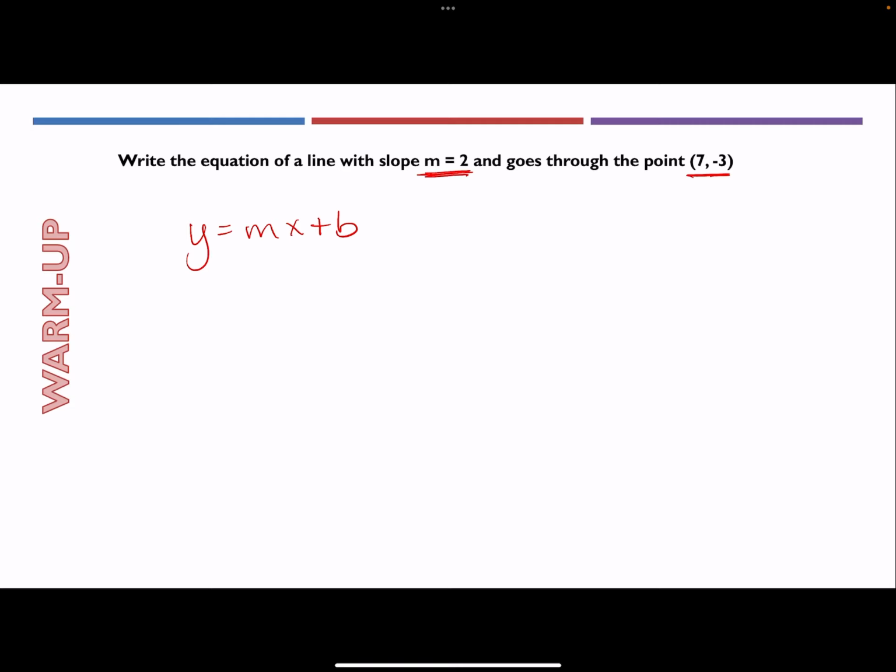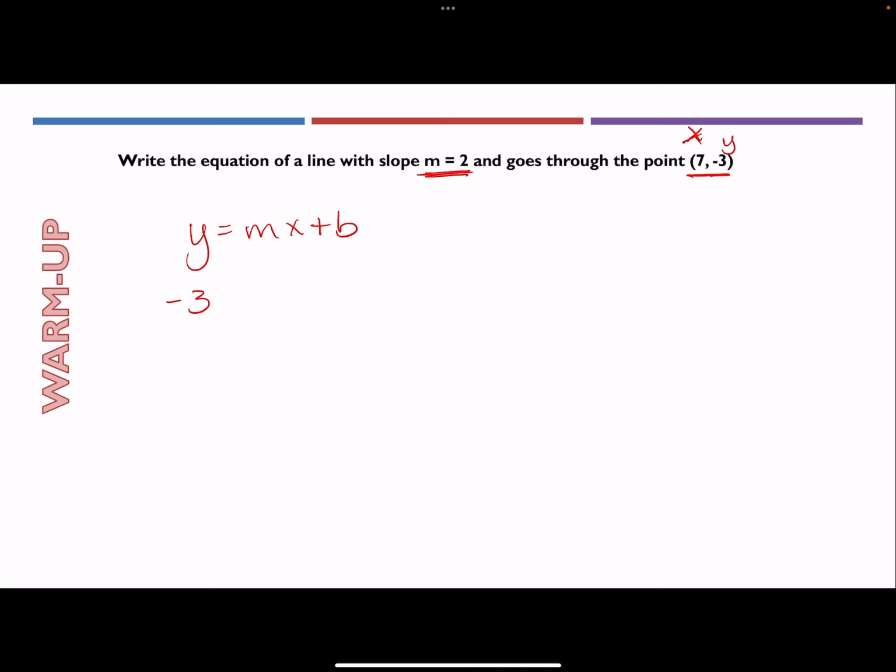Here's our slope, m is equal to 2, and then we have a point. Our point is always listed as x comma y, right? So in this case, x is 7 and y is -3. So I can take each of these three values and plug them into the equation. And ultimately, I want to solve for b.